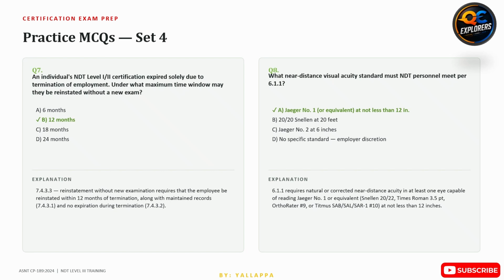This requirement comes directly from Section 7.4.3.3 of CP-189. However, remember that the 12-month period alone is not enough. The standard requires 3 conditions to be satisfied before reinstatement without a new examination is permitted. First, the employer must have maintained all required certification records in accordance with Section 9. Second, the individual certification must not have expired during the period of employment termination. Third, the employee must be reinstated within 12 months of the employment termination date.